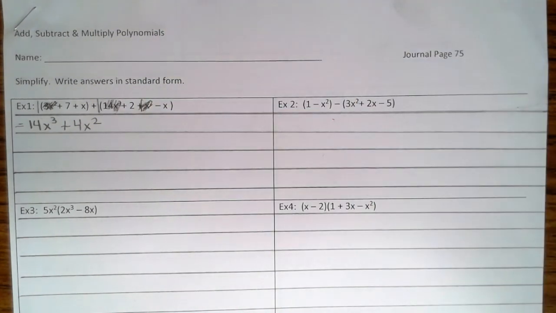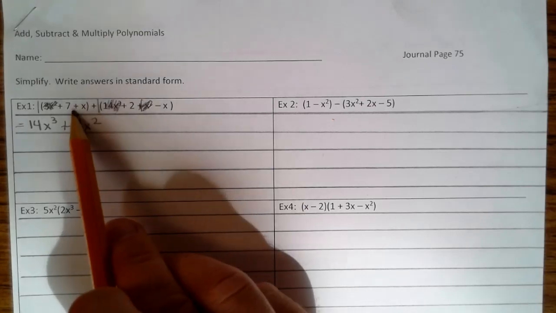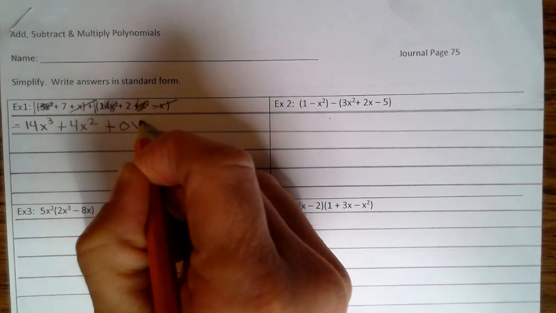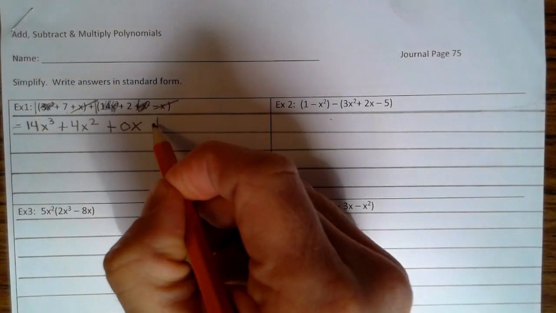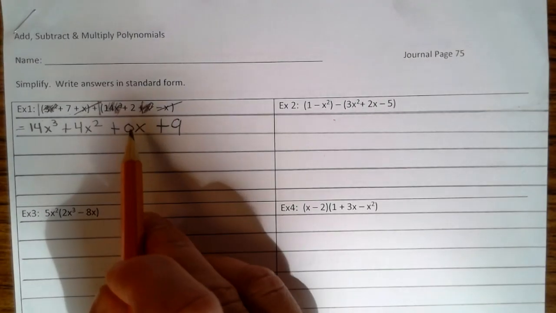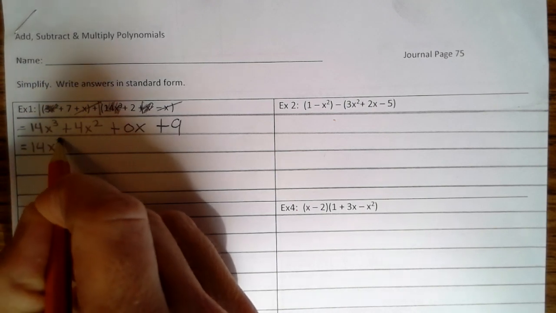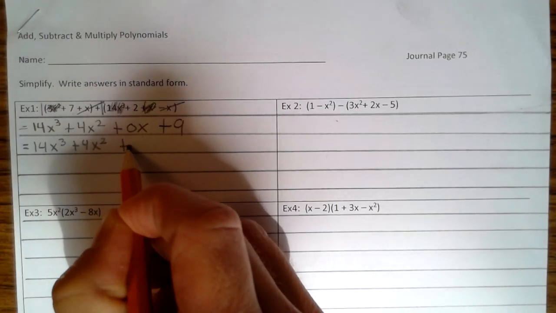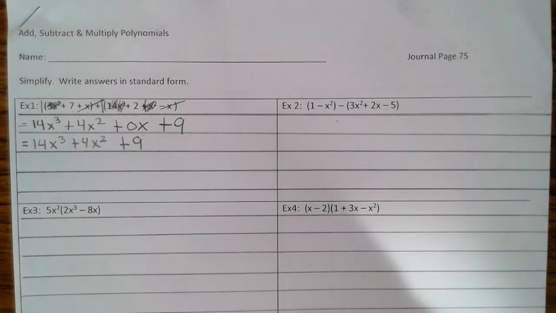Done with those. Now we have x minus x, which those cancel, so you're plus 0x. And then the only thing left is 7 plus 2 is plus 9. Now, we normally don't put 0x, but you can also write this as 14x cubed plus 4x squared plus 9. Either of those is acceptable. Okay? All right, example 2.